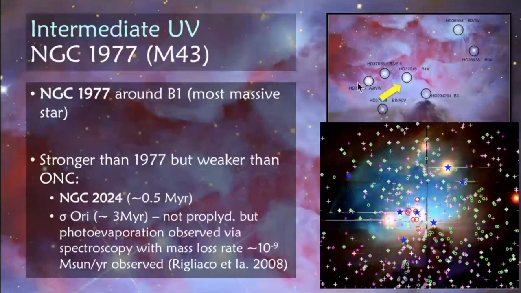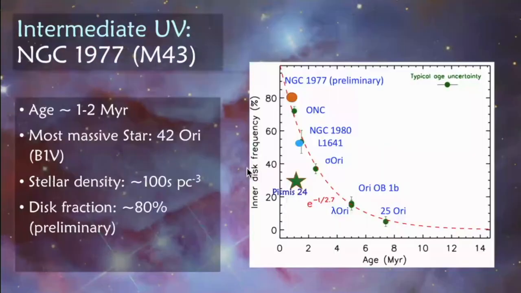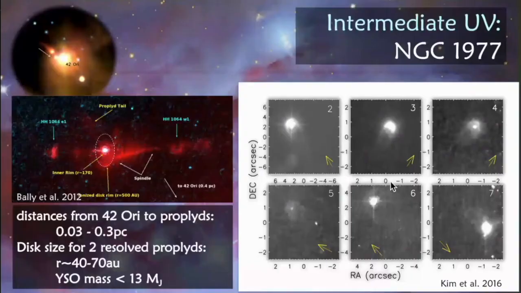Age is about 1,000,000 years, similar to NC. And stellar density compared to NC, which is like 1,000 per cubic parsec, is about hundreds. This correction is about 80%. This is preliminary work, so it's going to be ready soon.